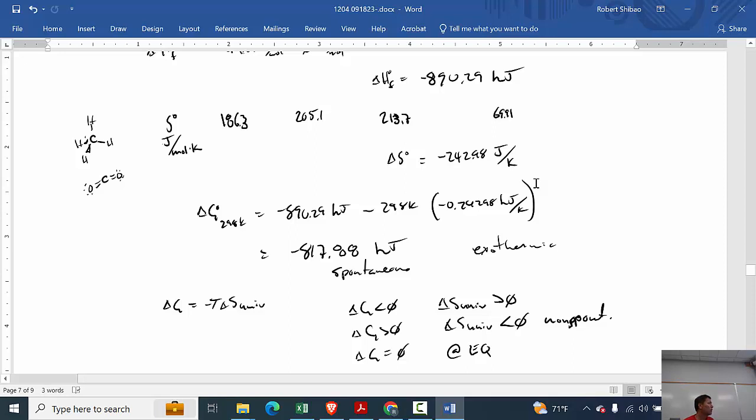So in other words, if we have a delta G that's less than 0, we expect the forward reaction to go. If we have a delta G greater than 0, that's going to favor the reverse. And if we have a delta G equal to 0, then it's at equilibrium. And so we have both the forward and the reverse, but no change is occurring.